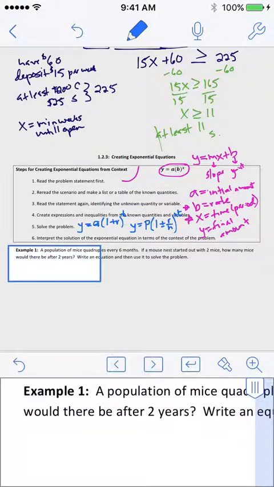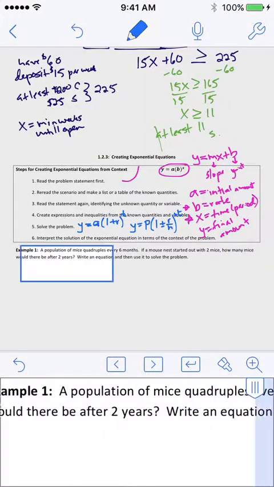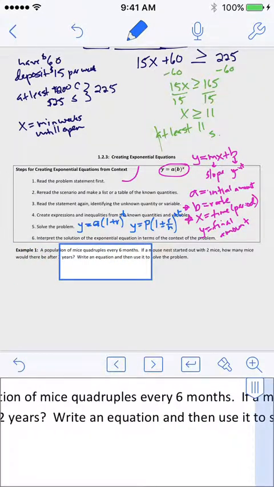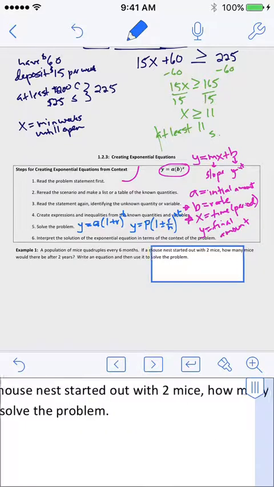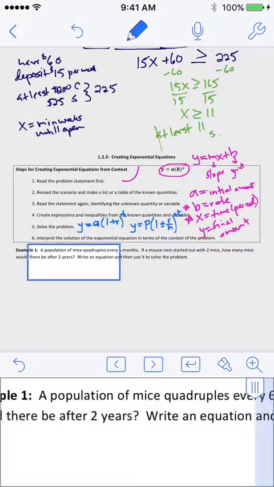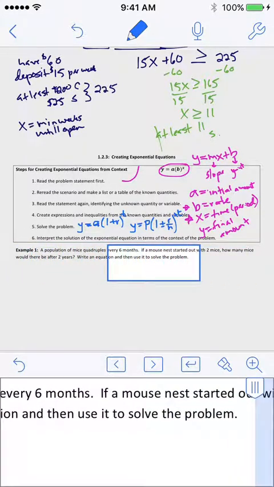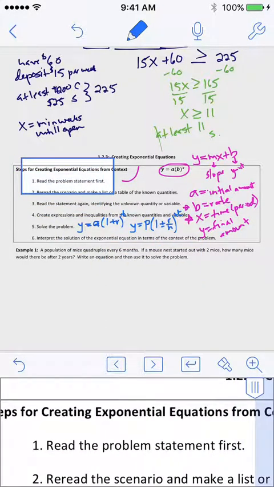Let's try example 1. A population of mice quadruples every 6 months. If a mouse nest starts out with 2 mice, how many mice will there be after 2 years? Write an equation and then use it to solve the problem. Luckily, the steps for creating exponential equations are the exact same steps for creating linear equations.